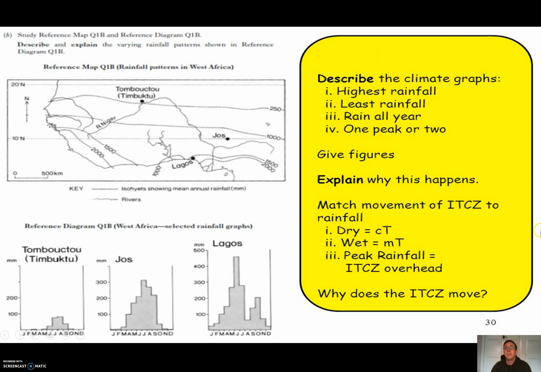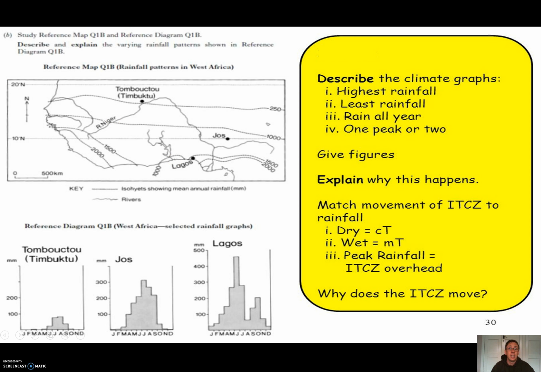You move on into that, and we're then going to need to match up what's happening with the ITCZ. So we're going to talk about the fact that we've got two air masses. One of them's very dry, one of them's very wet. The reason we've got a dry air mass is because it's formed over the Sahara Desert. The reason we've got a wet air mass is because it's formed over the South Atlantic. We match up our peak rainfalls with when the ITCZ will be over each of these areas.